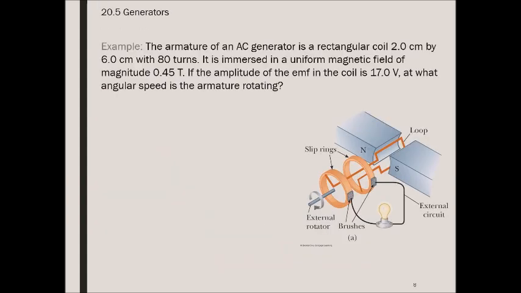Okay, so now we're going to do some math. Here we have a generator. It doesn't really matter in this case if it's AC or DC, but we want to figure out what the speed is. What are we given here? We have 2 centimeters by 6 centimeters. That's going to give us an area. This is our N. We have the number of Teslas, that's B, and we have the EMF generated.